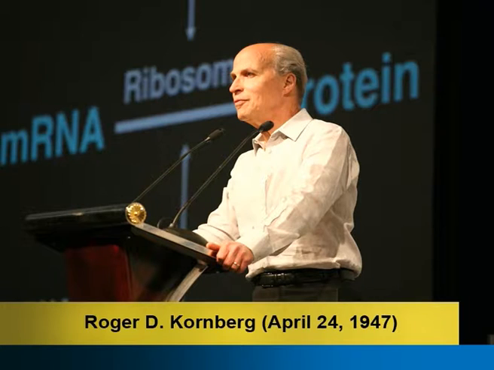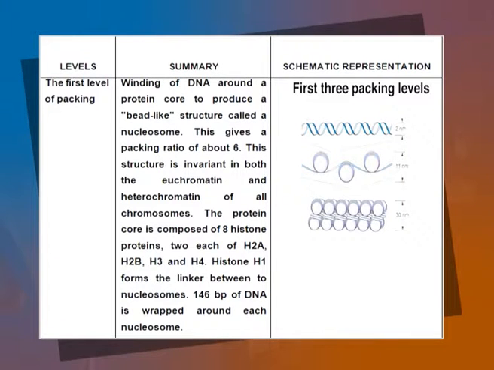The non-histone proteins include enzymes involved in DNA and histone metabolism, replication, recombination and transcriptional regulation. Roger Kornberg in 1974 described the basic structural unit of chromatin, which is called the nucleosome. The structural organization beginning from nucleosome to chromosome is explained in the following table. Here you find 3 levels of chromosome organization, which is represented schematically.